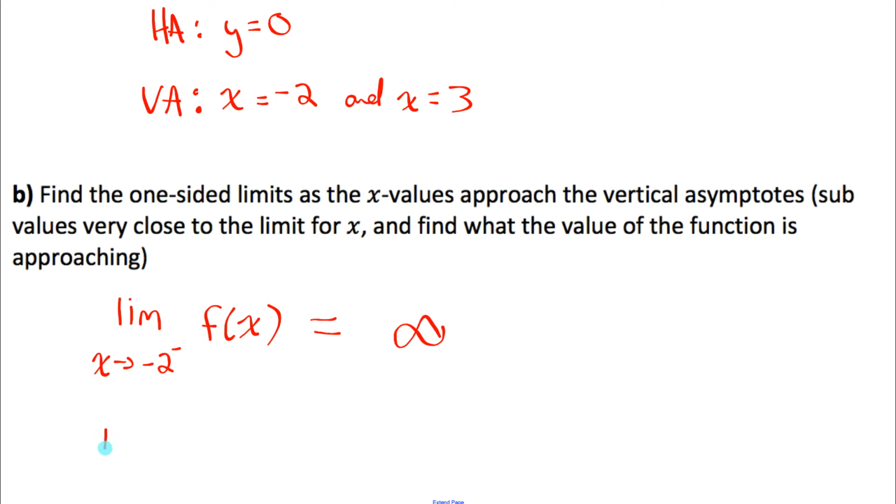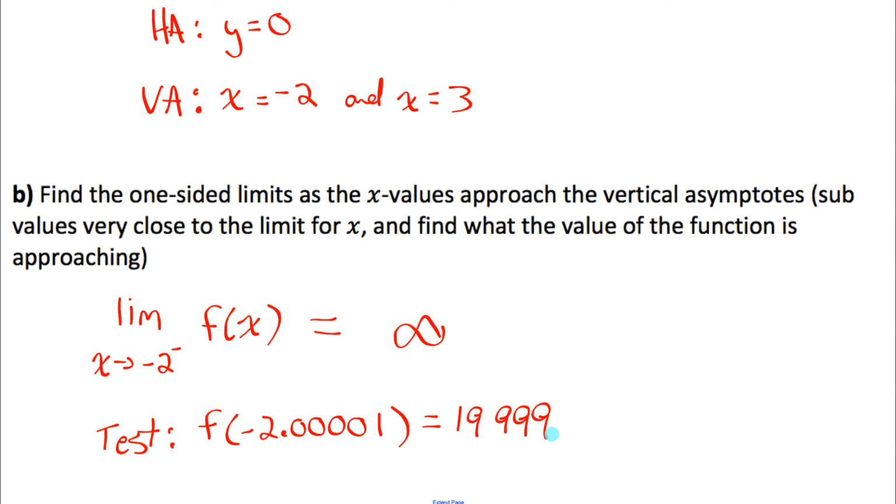Well, we did a little test. We did a test point. We evaluated f at a point really close to -2 from the left of -2. We did -2.00001, and we got something like 19,999.96. That told us that the y values were going infinitely high. That's how we figured out that it was going towards infinity.